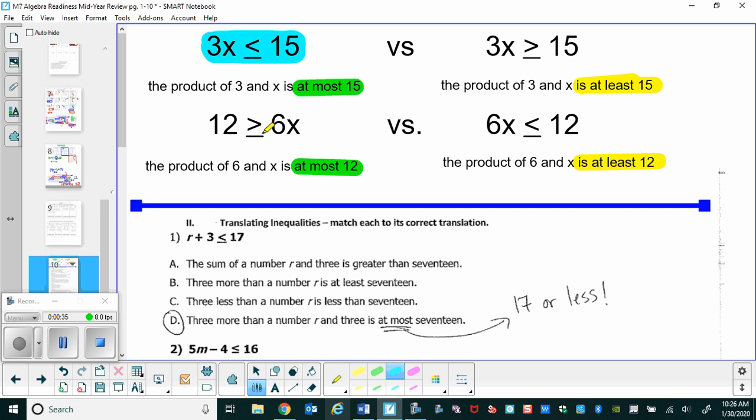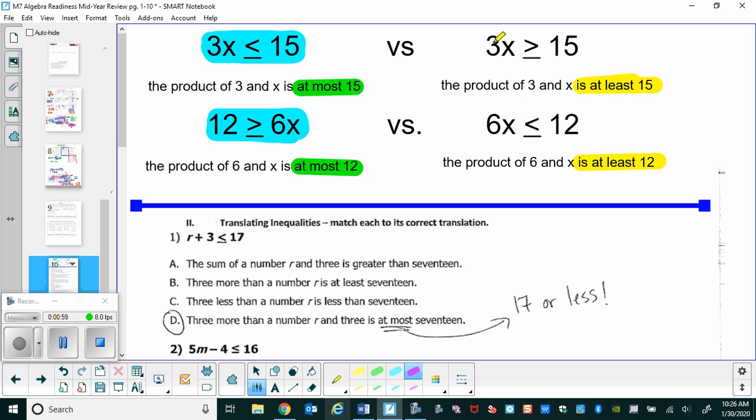Now right below it, be very careful. You see how the x is now on this side? But it is still less than or equal to 12. So even though the x is on this side, the product of 6 and x is still less than or equal to 12, which means it's at most 12. So that's the deal with "at most." You're going to see the x is on the less than or equal to side, okay?